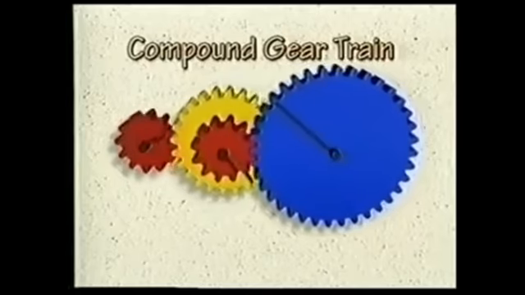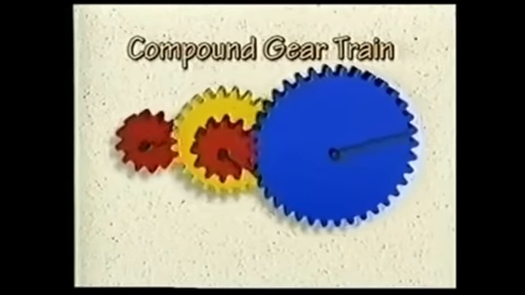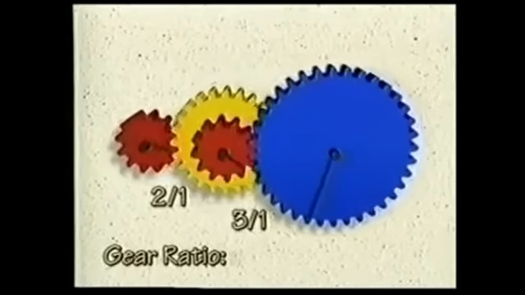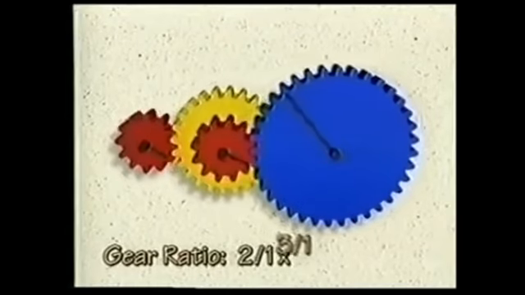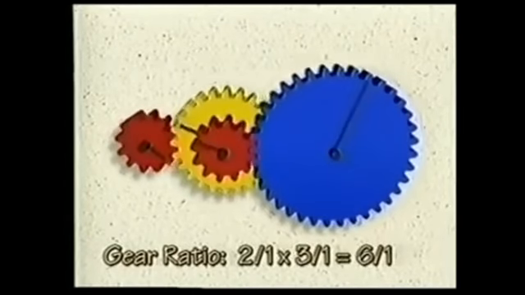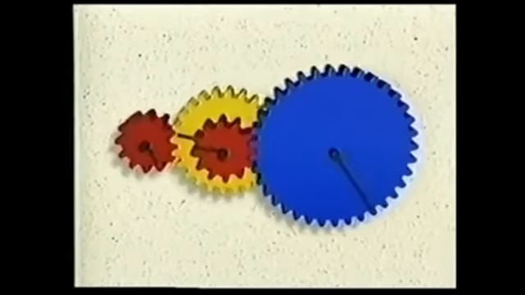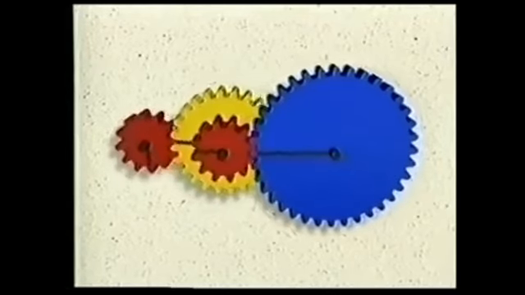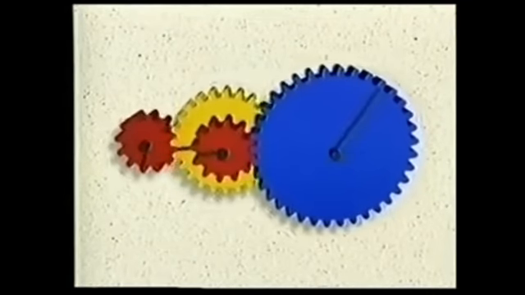We can find the gear ratio for the compound gear train by multiplying the ratios of the individual gear pairs together, as we did before. The gear ratio of the gear train is 2 to 1 times 3 to 1, or 6 to 1. We can easily check our math by counting the rotations of the red driver gear of the first pair on the left and comparing that number with the number of rotations of the blue driven gear of the second pair on the right.